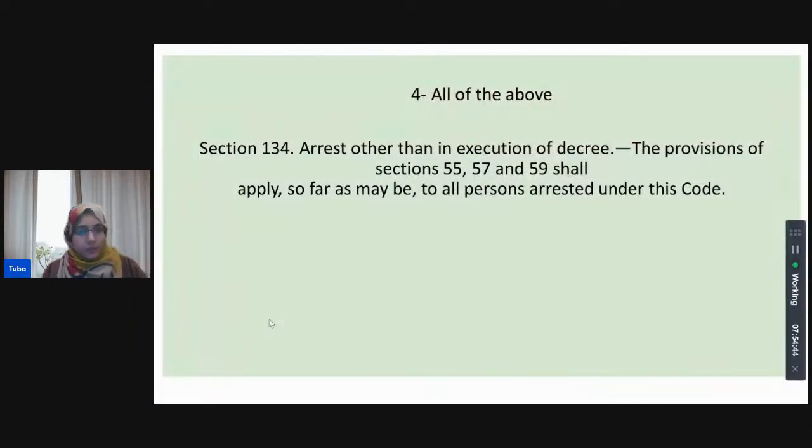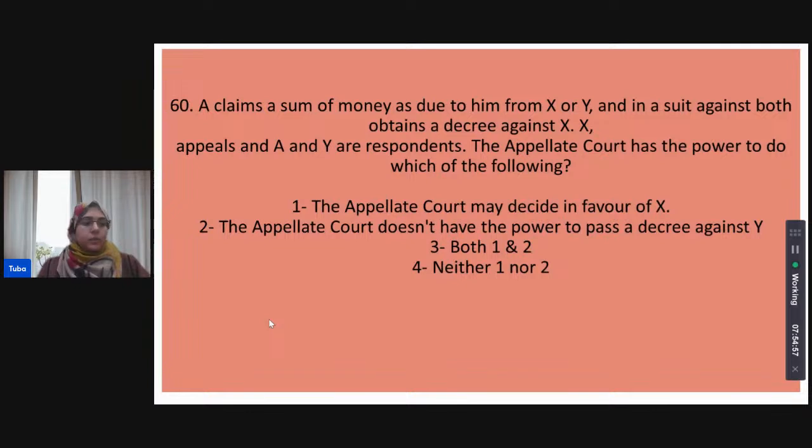It is all of the above. Section 134 of CPC states that the provisions of Sections 55, 57, and 59 shall, so far as may be, apply to all persons arrested under this Code. Question 60, after which we will take a much needed break.